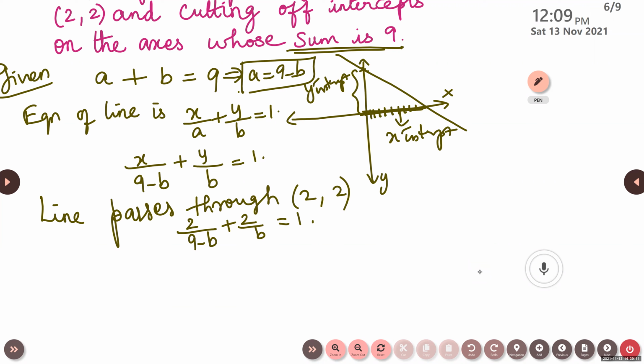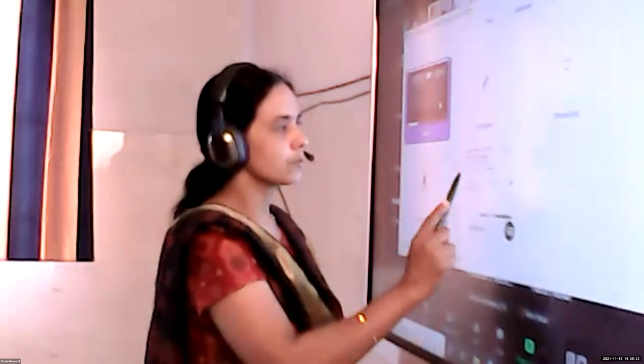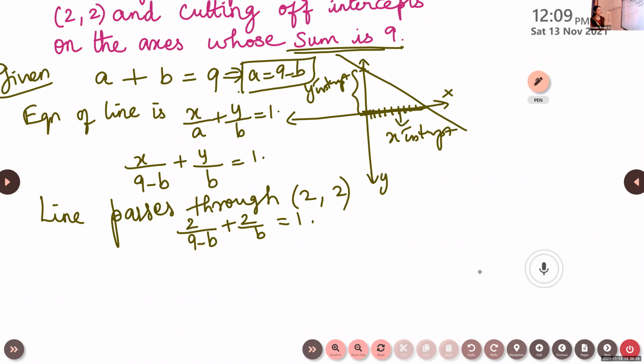No, ma'am. We are taking the equation of the line in intercept form because in the question intercepts are there and the sum of the intercepts is given as 9. A plus B is 9. From there we find B. A is 9 minus B, or you can substitute B is 9 minus A. Both are equivalent. When we substitute, we get x by (9 minus B) plus y by B is equal to 1. Now it is given it passes through 2, 2, which means the value of x is 2 and y is 2. So substitute it accordingly.